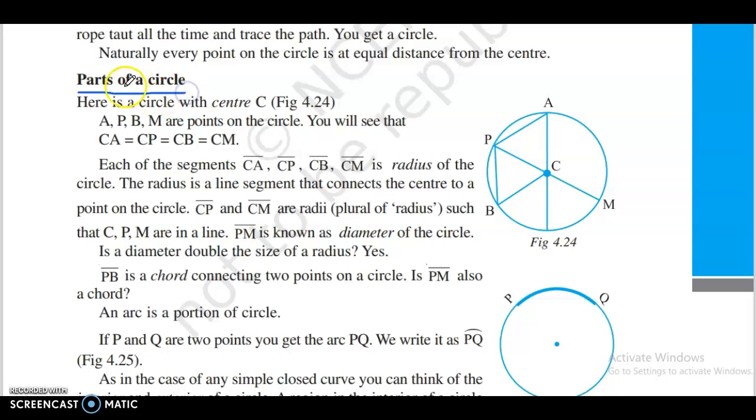Parts of a circle. Naturally, every point on the circle is at equal distance from the center. Here, here, here, here, here, here. Equal distance.